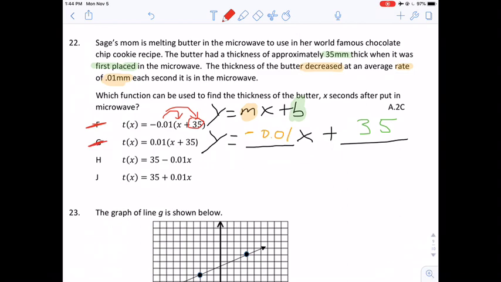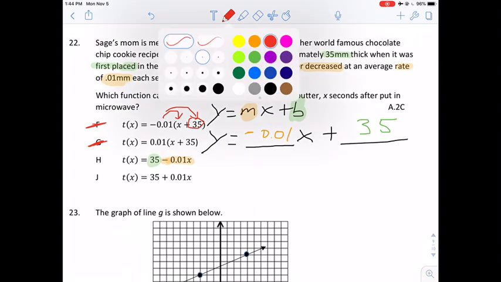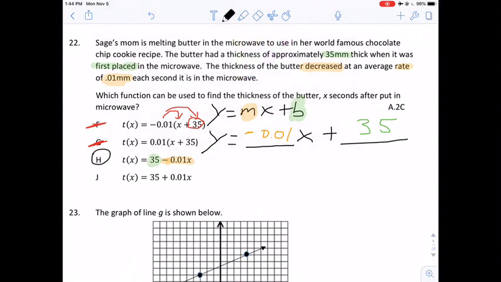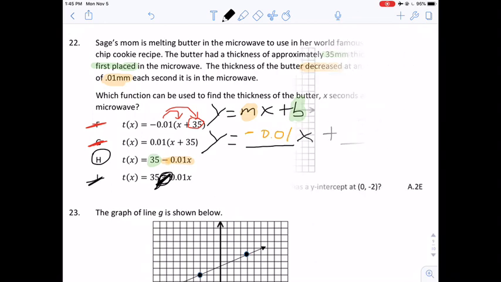So I'm going to look at H and J. One of them is showing that negative slope that I want to see, which is right here, negative 0.01x. And it's also showing that positive 35 right there. So I want to select answer H, and I want to discard answer J because that slope is negative, and I don't want that to happen. So my correct answer is H.